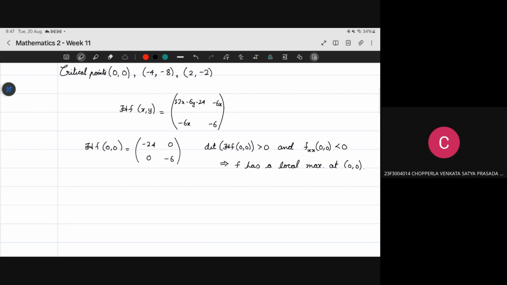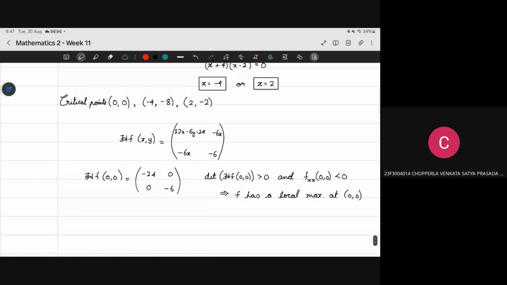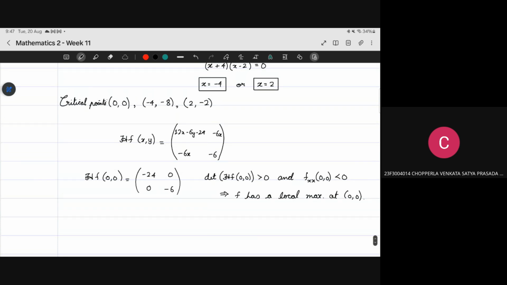What happens with the other critical points? What about -4, -8, and 2, -2? What is the nature of those critical points? -4, -8 is a saddle point, sir. I did that. And 2, -2? I think it's a maximum or minimum, sir. Actually, I don't have the workout in front of me.